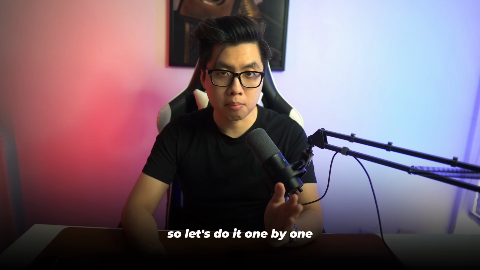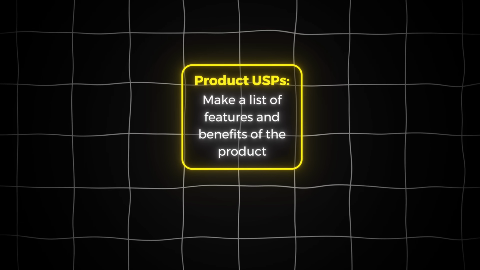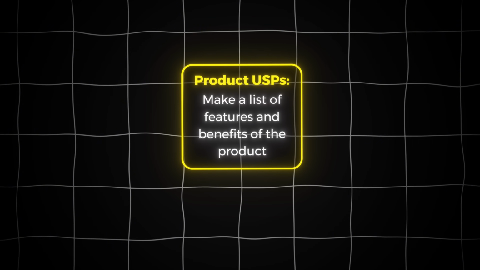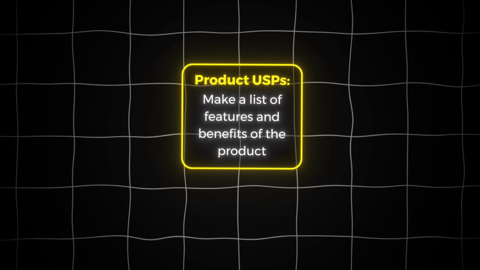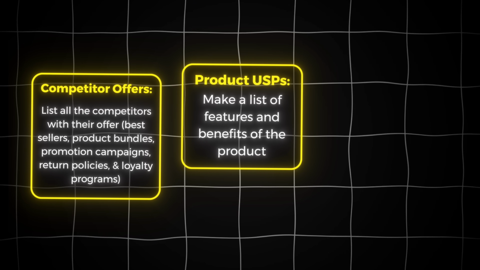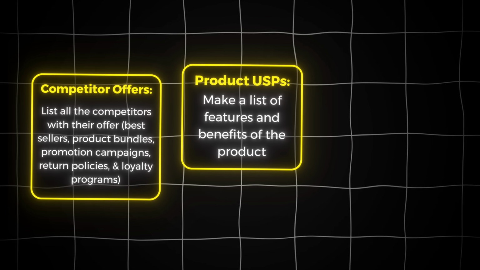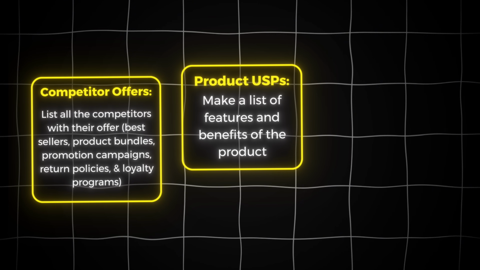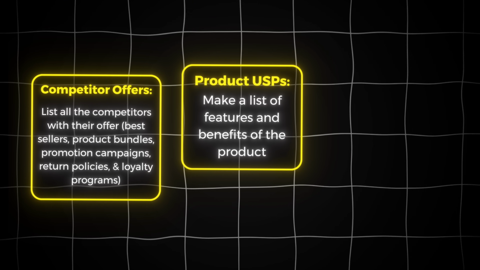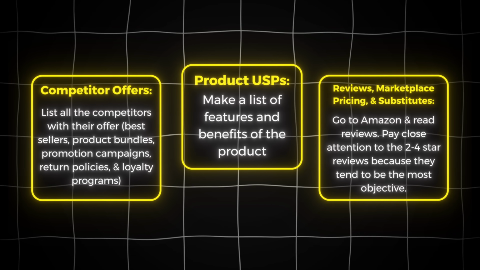So let's do it one by one. About product USP, you will need to list out every feature and benefit of the product that you can think of. Make a complete list and organize it into a table. For competitor offers, list all the competitors that you know of, including every product that they offer, especially their best sellers, product bundles, promotion campaigns, return policy, and loyalty program. To analyze, review marketplace pricing and substitutes.